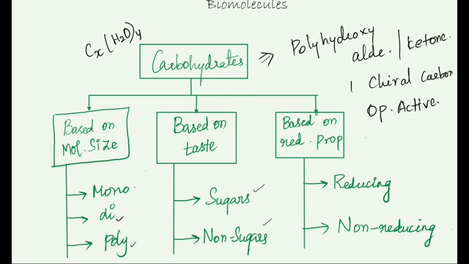What does it reduce? You are saying reducing property. What does it reduce? Carbohydrates which can reduce Tollens' reagent. What is Tollens' reagent? Ammoniacal silver nitrate. And Fehling's solution. Those are called reducing sugars. If a carbohydrate reduces those 2 reagents, then that is a reducing sugar, and which can't reduce those reagents, that would be non-reducing sugars.